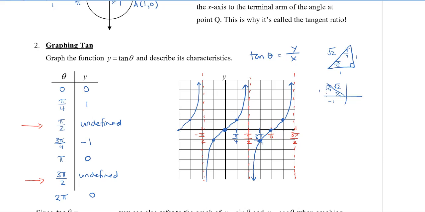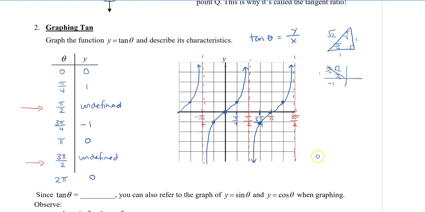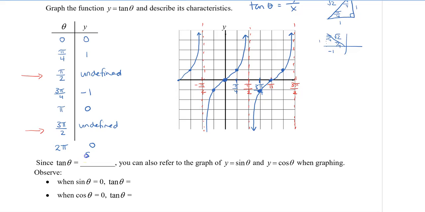All right. So we can see from this graph that the period is different from sine and cosine because it repeats every pi. So I can see that from pi over 2 to 3 pi over 2 is the same graph as it is from negative pi over 2 to positive pi over 2. So since tan theta is equal to sine theta divided by cos theta from above, you can refer to the graph also when graphing. So one of the things I didn't do, I actually used the unit circle and the triangle, but we can also think of tan theta equals 0 when sine theta is equal to 0.